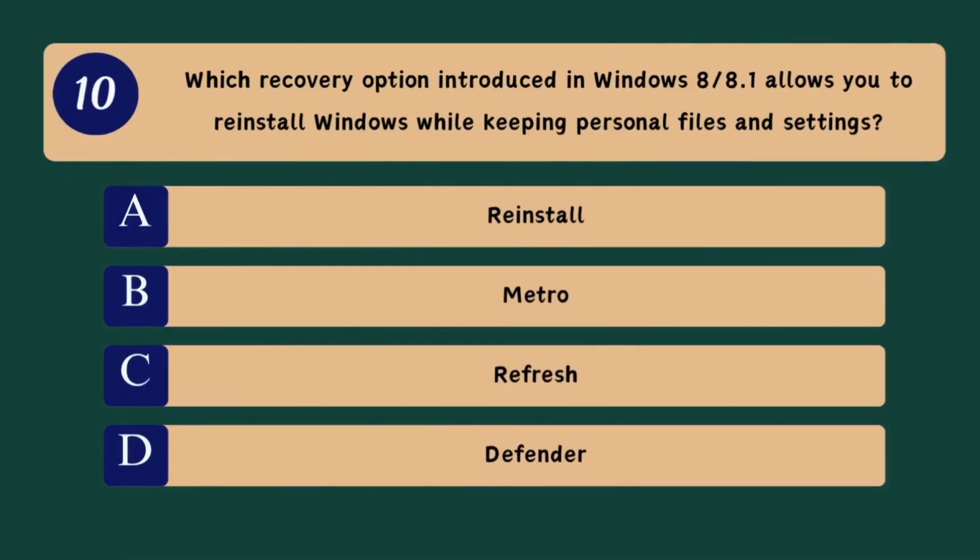Question 10. Which recovery option introduced in Windows 8 and 8.1 allows you to reinstall Windows while keeping personal files and settings? A. Reinstall. B. Metro. C. Refresh. D. Defender. Correct answer. C. Refresh.